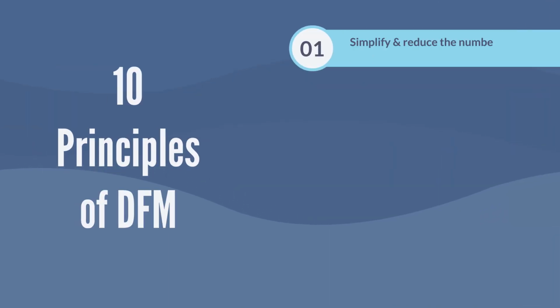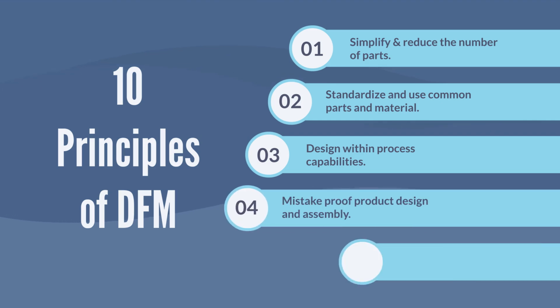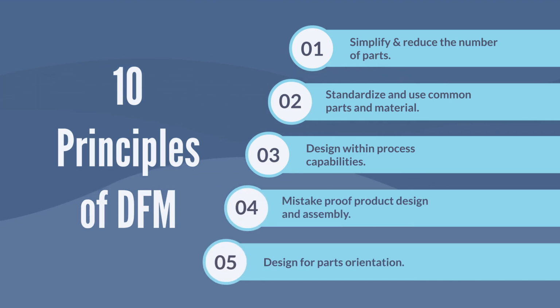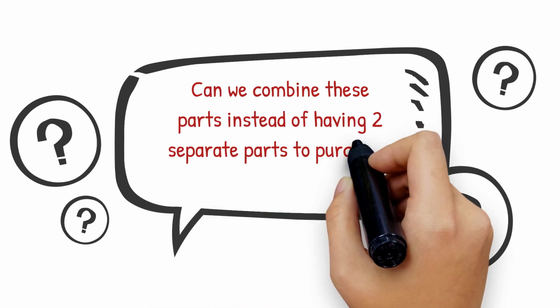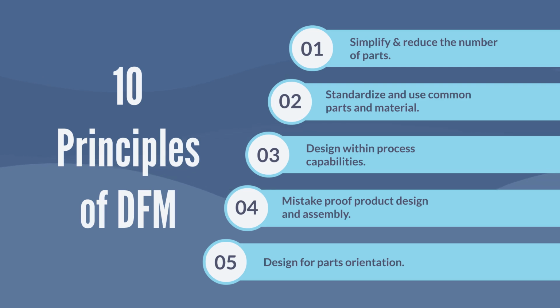First, simplify and reduce the number of parts. Examine each design and each part. Does each part need to be a separate piece? Does it move or must it be disassembled? If not, combine parts. Next, standardize and use common parts and material.